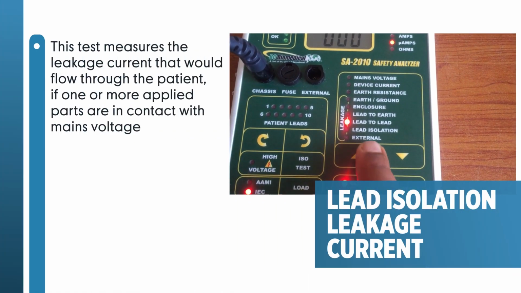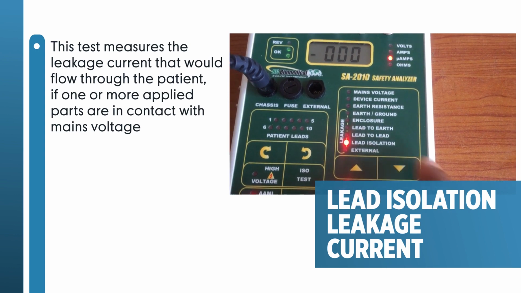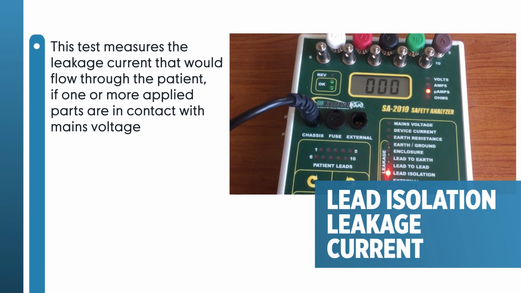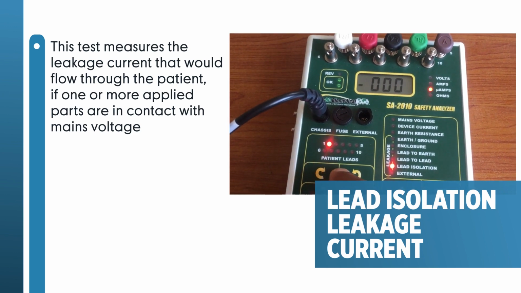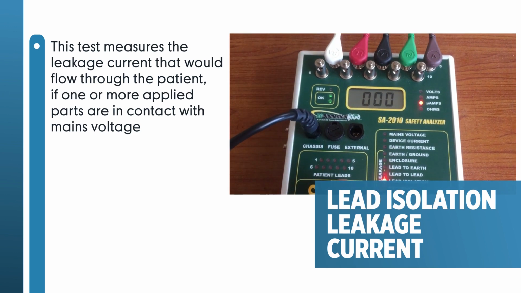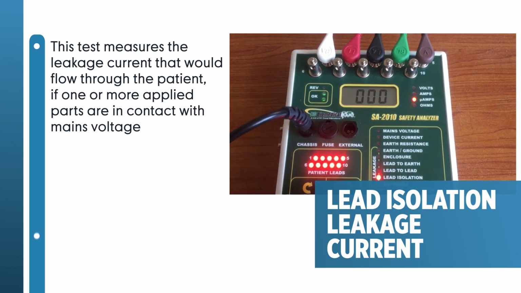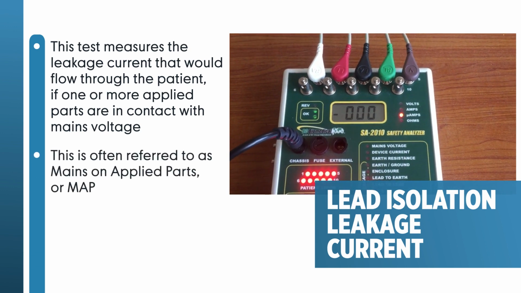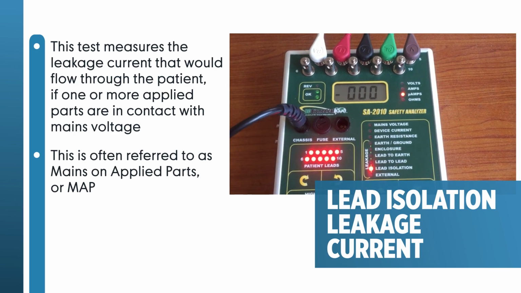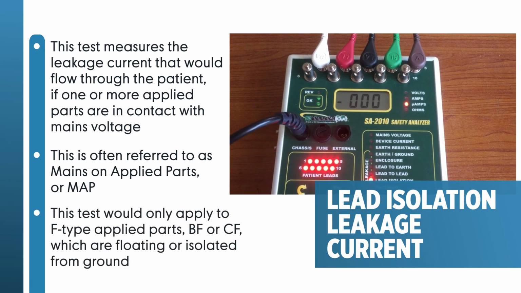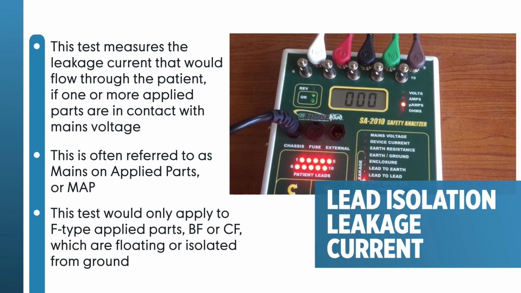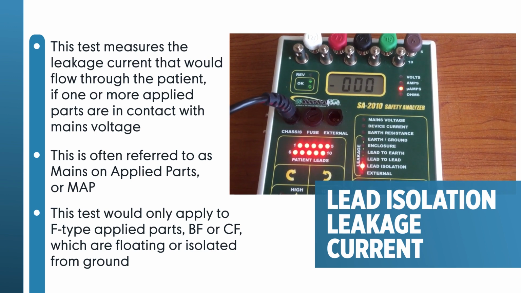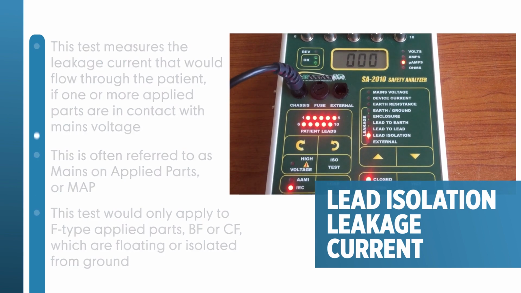Step 14. Lead isolation leakage current, also called mains on applied parts, or MAP. This test measures the leakage current that would flow through the patient if one or more applied parts are in contact with mains voltage. This test would only apply to F-type applied parts, BF or CF, which are floating or isolated from ground.